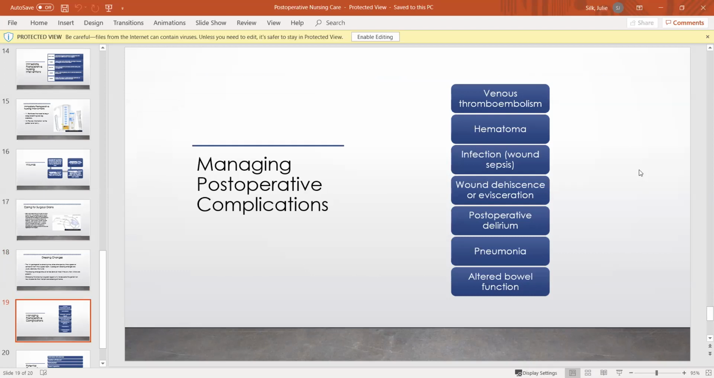Okay, so we're almost done here. We've got a couple other things to go through. So we've got some post-op complications we're going to talk about, and then we'll talk about that post-op delirium some more too.